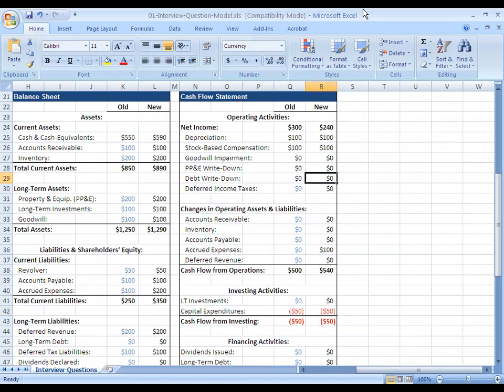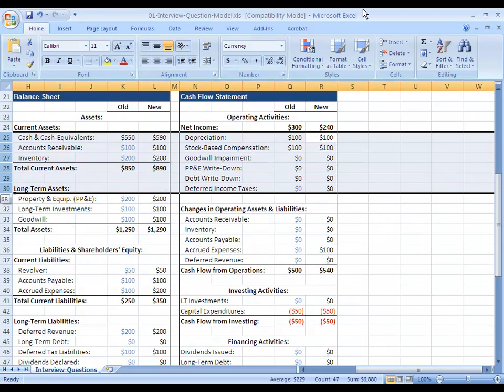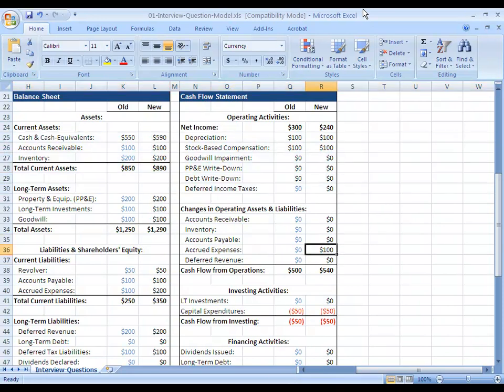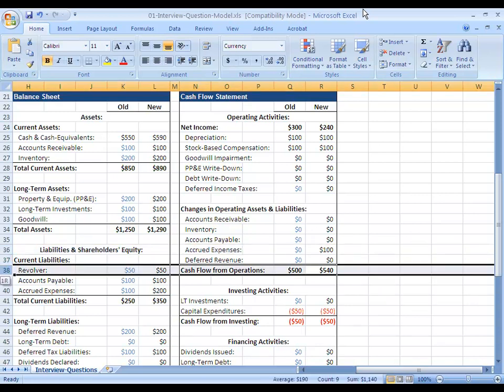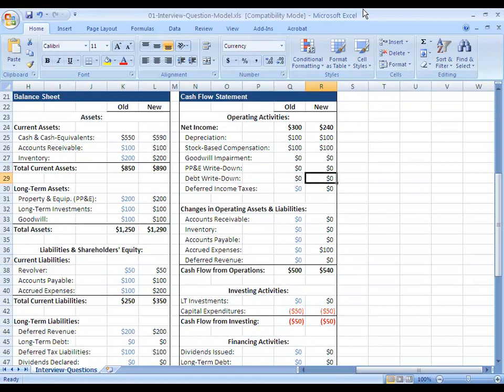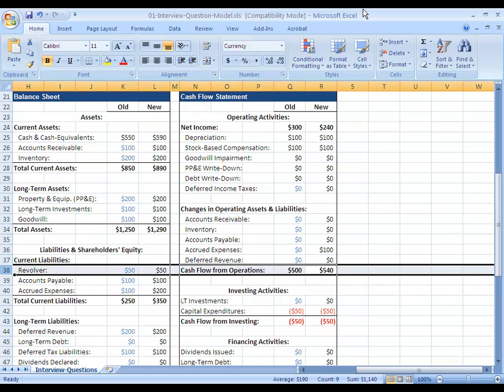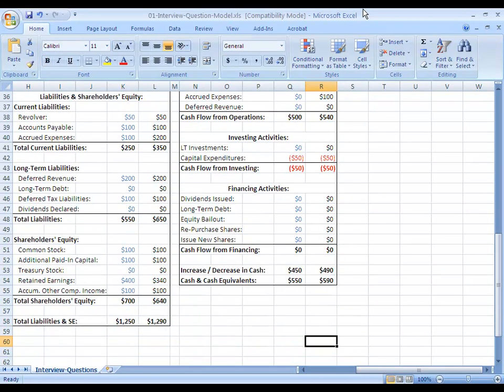So now on the cash flow statement, our net income is down by 60. No other changes on the non-cash add-backs. Accrued expenses is up by 100 now. Remember that a liability going up means that our cash is going to go up, so overall cash flow from operations is up by 40 because our net income was down by 60 and our accrued expenses is up by 100, so overall cash flow from operations is up by 40. No changes to investing or financing activity, so overall cash here is up by 40.